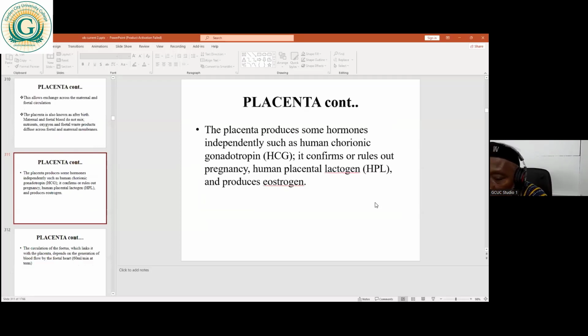It produces hormones. What hormones? Estrogen and progesterone in pregnancy. Three months after pregnancy, it starts producing these hormones. But most important, it produces a hormone we call chorionic gonadotrophin hormone. This hormone is very, very important.